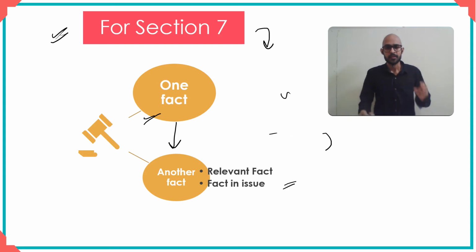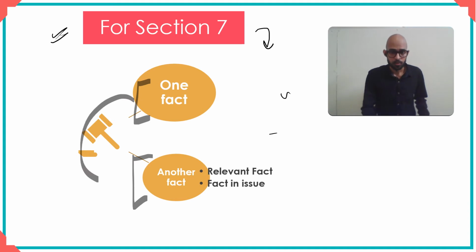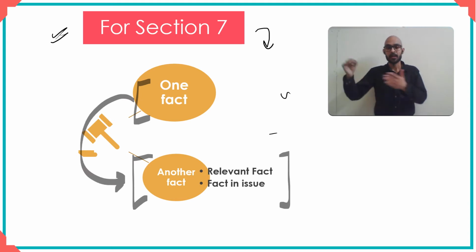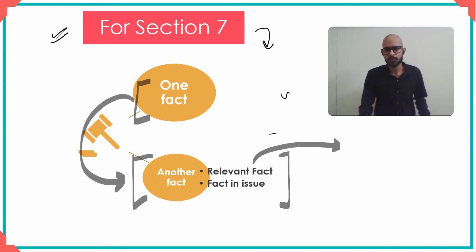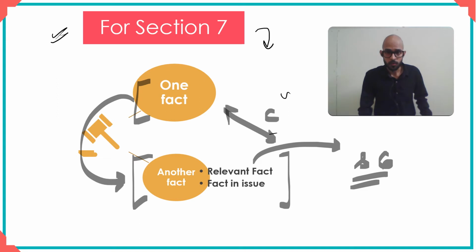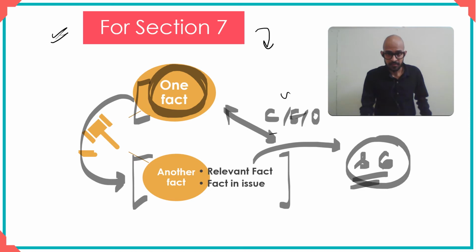So section 7, the relationship between two facts. First, the fact which is made relevant. Second, the fact with which it is connected. And what can those facts be? It could either be another relevant fact or it could be a fact in issue. Which means, let us say a certain fact was made relevant under section 6, because it was a part of the same transaction. Now, if that relationship of cause, effect, occasion is there between this fact and the fact made relevant by section 6, that also would be relevant under section 7.